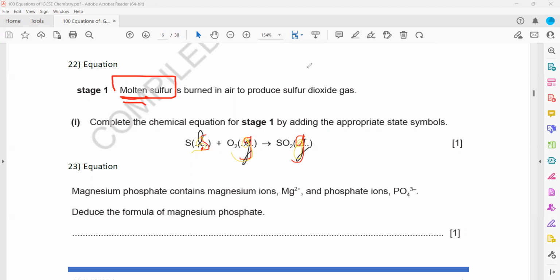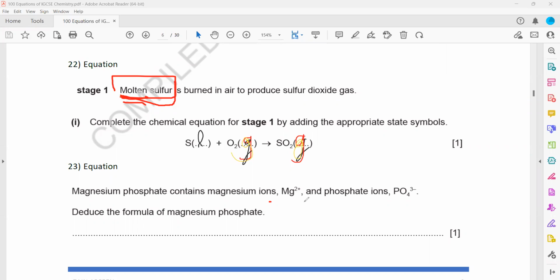We usually write state symbols in ionic equations. You should always write state symbols in an ionic equation. For other equations, it is optional. Usually they ask. And why is it liquid here? Because it mentions molten. I thought it was written only sulfur is burned.